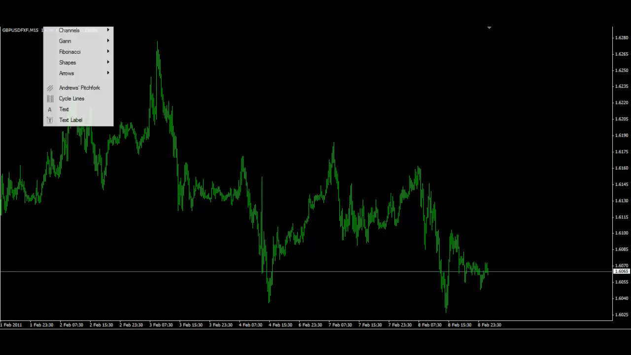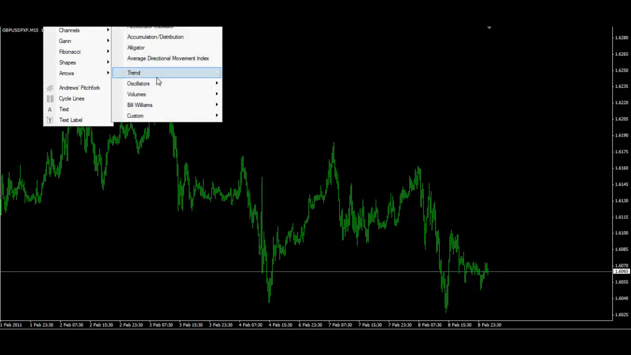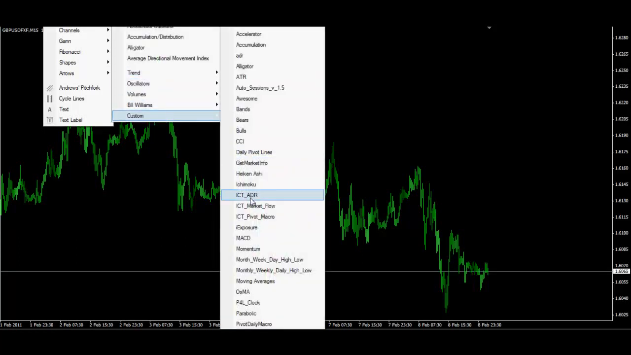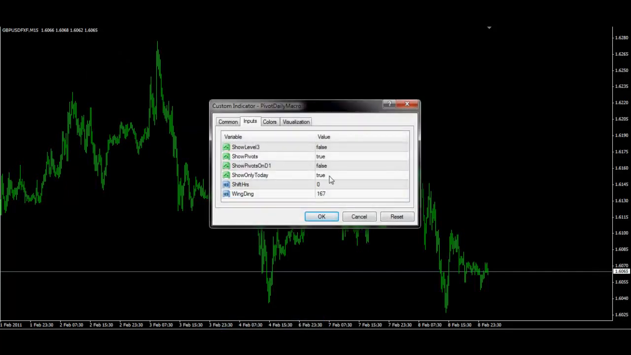So let's talk about pivots. Okay, when you go down and you install your pivot daily macro indicator, everything on your screen, okay, when I've been highlighting in the videos, you've been seeing this 0 here.